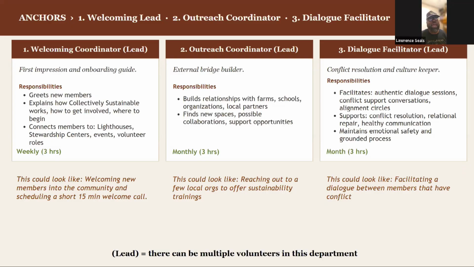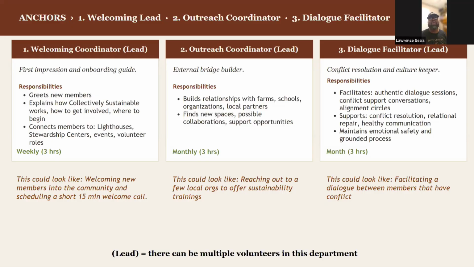And then third, we have our dialogue facilitator. So important. There are conflict resolutionists and culture keepers, right? Their responsibilities are facilitations of authentic dialogue sessions, conflict support conversations, and alignment circles. They support conflict resolution, relational repair, and healthy communication. They maintain emotional safety and grounding processes. This is a 3 month, 3 hour a month commitment, and this could look like simply facilitating a dialogue between members that have some kind of conflict, right?